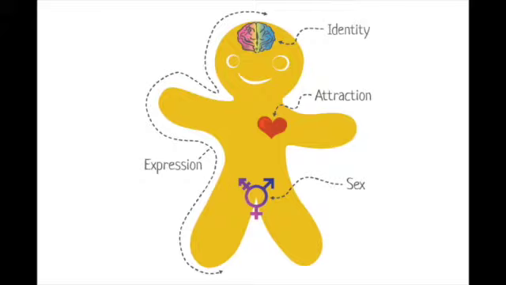Identity at the top with the brain represents gender identity. This is how someone feels about themselves and their gender. Expression, pointing to the whole body, is how someone expresses their gender identity. This could include clothing, hairstyles, makeup, and more. Attraction with the heart is who you think is cute or who you like. Sex at the bottom with the purple arrows is the physical body you were born with, which could tell your parents if you were a boy or a girl.